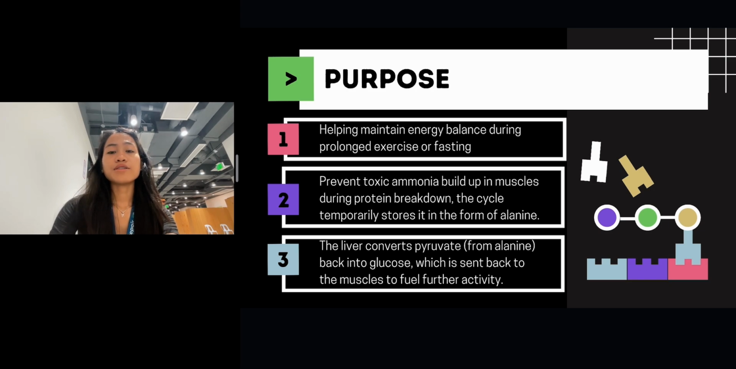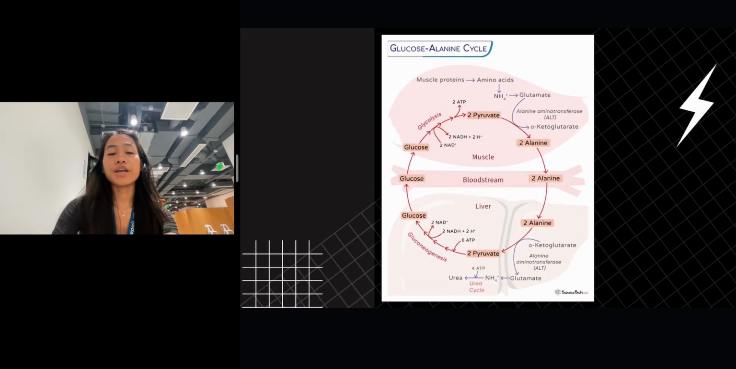It regenerates glucose in the liver, which is then delivered back to the muscles for energy. And lastly, it removes excess nitrogen from muscle tissue by converting it into urea, which is later excreted. So the glucose-alanine cycle shown in the diagram illustrates the exchange of metabolites between the muscles, bloodstream, and liver.